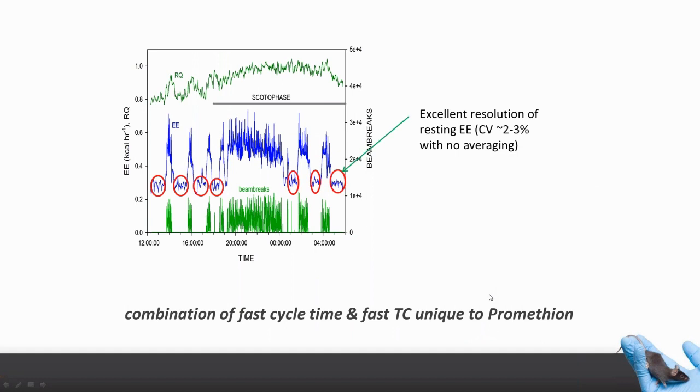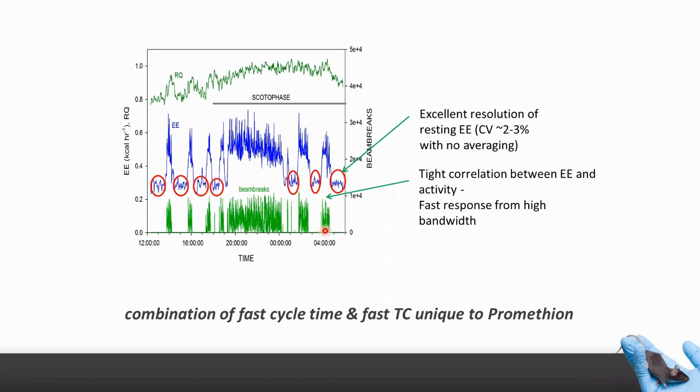Okay, here is the Promethion system, and it's very, very different. Notice over here you have very good resolution of resting energy expenditure, so you do not have to engage in any mathematical legerdemain in order to obtain a resting energy signal. It's simply right there. Likewise, a very tight correlation between activity and energy expenditure. The moment cross-bridge cycling begins because of activity, you have the whole chain reaction resulting in oxygen consumption and CO2 production, from which the energy expenditure can be calculated.